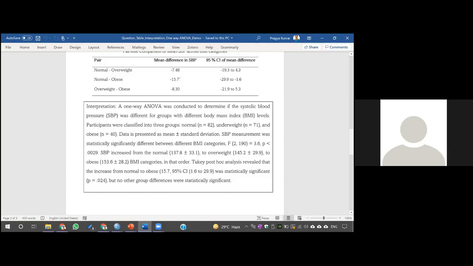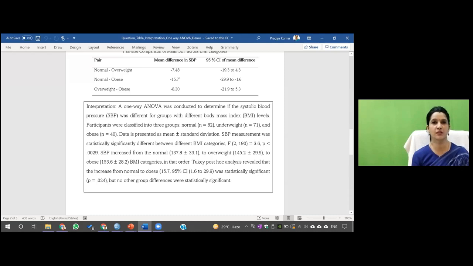Tukey post hoc analysis revealed that the increase from normal to obese, that is 15.7 with CI of 1.6 to 29.9, was statistically significant with a p-value of 0.024, but no other group differences were statistically significant. And what have I missed out in this result? You have to comment on that also.